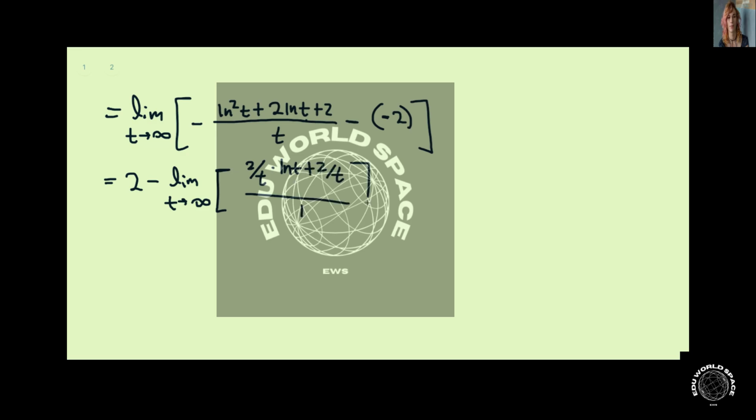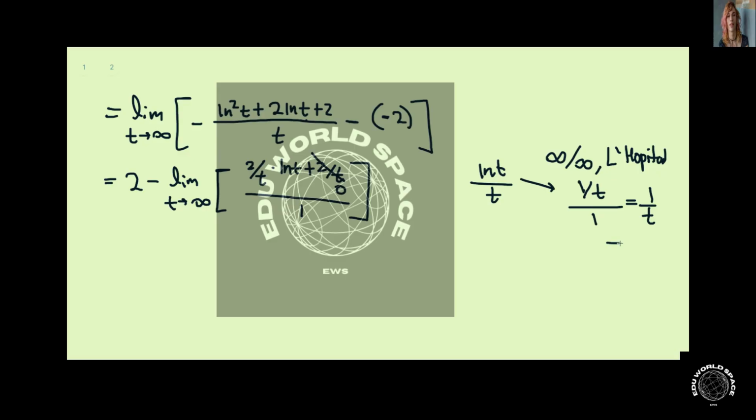And now you can go ahead and take a limit. That goes to 0. ln t over t is of the form infinity over infinity. So you could use L'Hopital's rule. And this approach is the derivative of ln t over the derivative of t, 1 over t, which goes to 0 as t goes to infinity. So what we just showed is this whole fraction will go to 0, so that the limit goes to 2. This means that the integral converges.